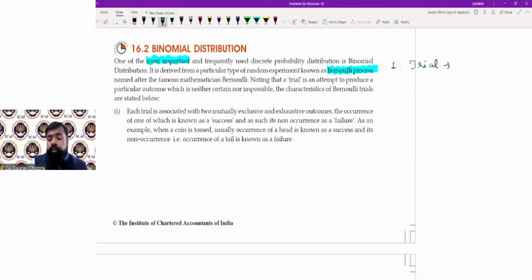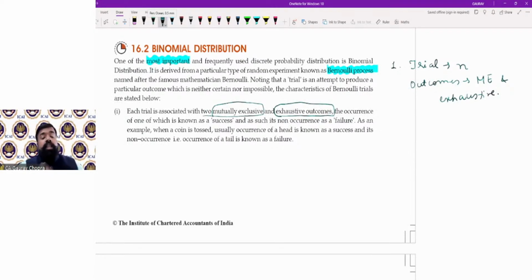So here we will write that there are n number of trials, and all the outcomes which happen are mutually exclusive and exhaustive. So each trial is associated with two mutually exclusive and exhaustive outcomes. We have already done this. Whenever there are two outcomes, one is success, the other is failure. And they are exhaustive, which means the sum of their probabilities is equal to 1.